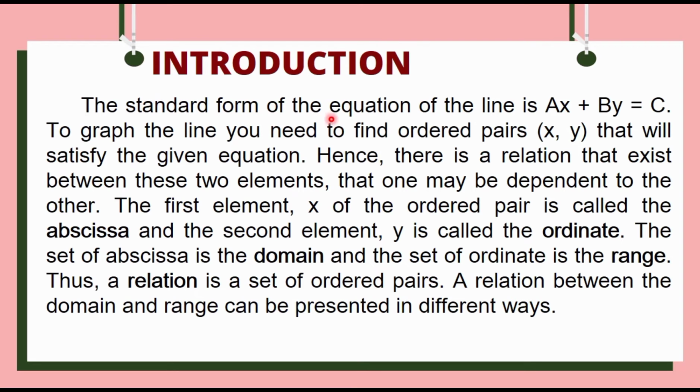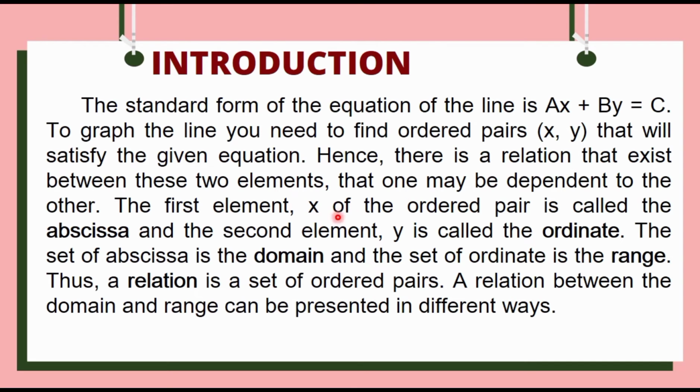The standard form of the equation of the line is ax plus by is equal to c. To graph the line, you need to find the ordered pairs (x, y) that will satisfy the given equation. x is our first coordinate and y is our second coordinate. Hence, there is a relation that exists between these two elements, that one may be dependent on the other.